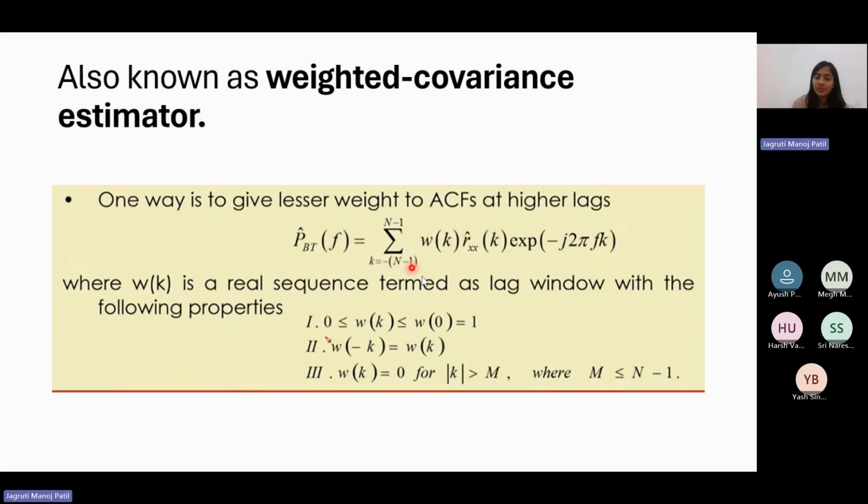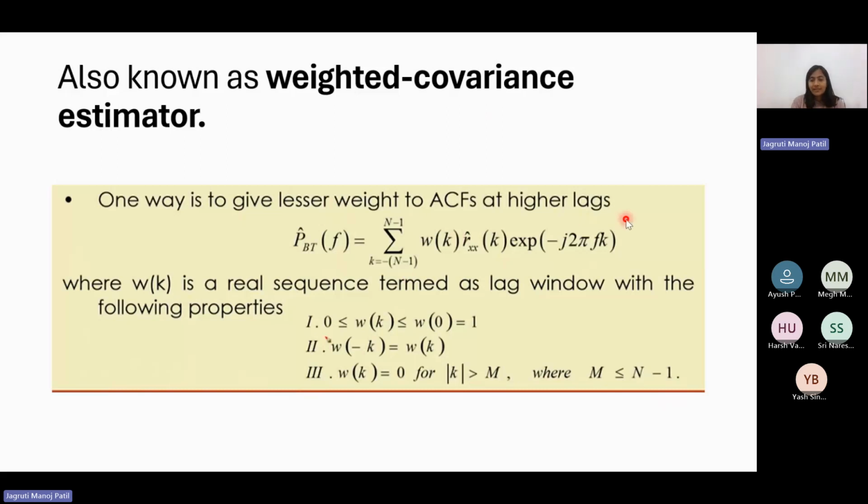Now this weight was manipulated in a way that it was always positive, for negative terms as well. The duration was within one, and it didn't exist after a certain number of points. So it was only existing for points that were greater than that, else it was 0. So they tried weighting it, giving lesser weight to the autocorrelation at higher lags.